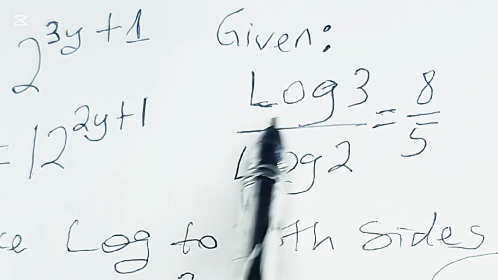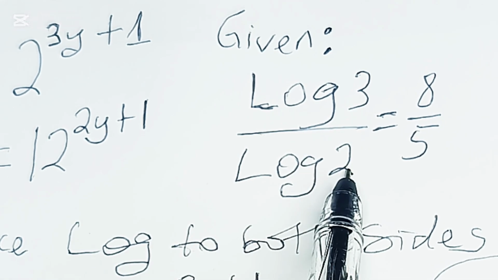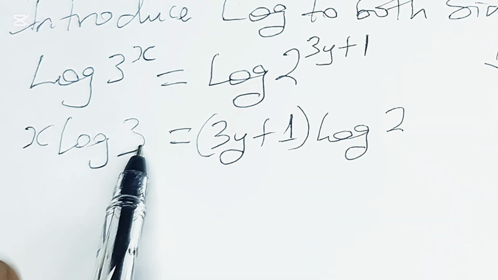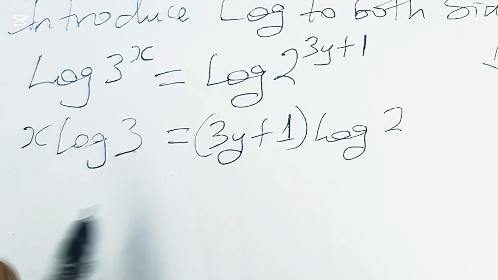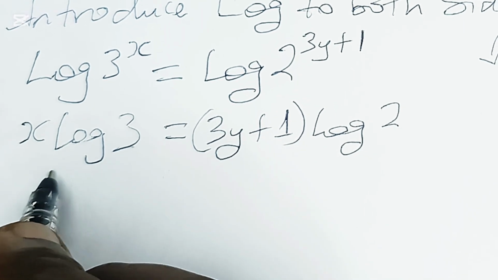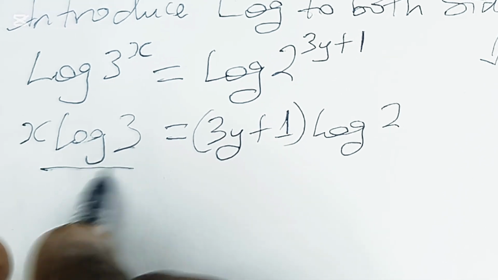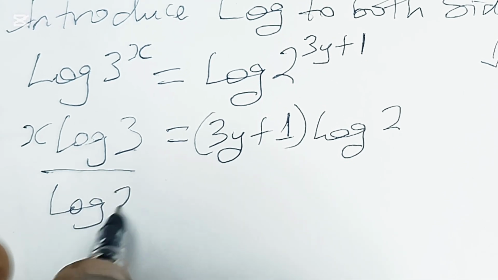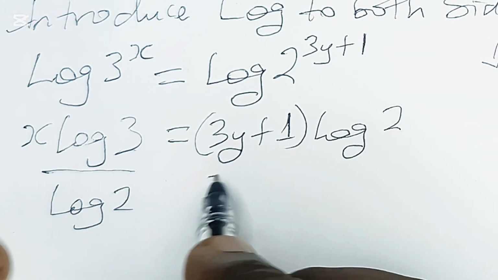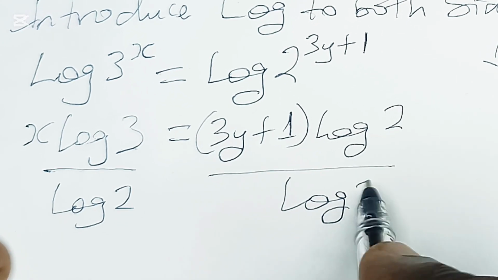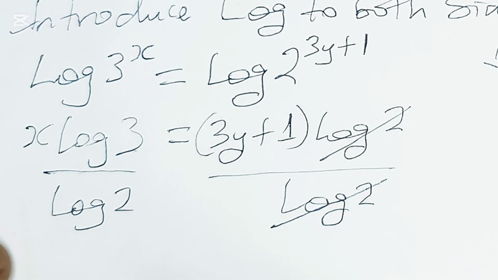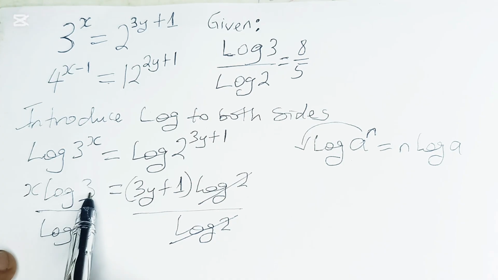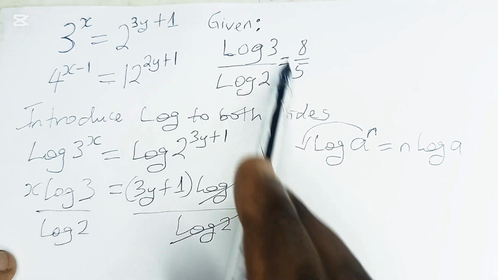The next thing we have to do, we want this to be in the form of log 3 divided by log of 2. So to divide by log of 2, we divide both sides by log of 2. So log 2 cancels log 2, and we have log 3 divided by log 2 in this format.